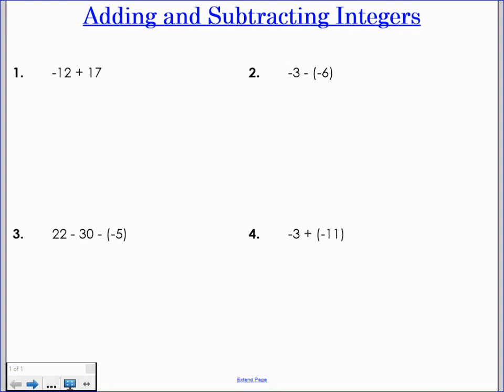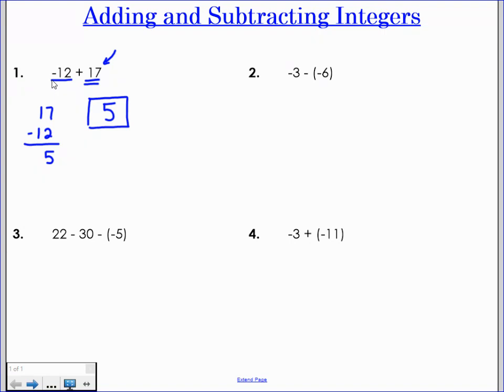Remember, we can use a number line. We can use a positive negative chart or positive negative chips. I'm going to do this one mentally. The rule says that if I have two numbers with different signs, which I do in this case, a negative and a positive, we take their absolute values, aka their positives, and we subtract them. Find the difference first. So I'm going to do 17 minus 12, and that's going to give me 5. And remember, the rule says that we keep the sign of the bigger number. 17 is definitely bigger than 12, and 17 is positive. So our answer here is positive 5.